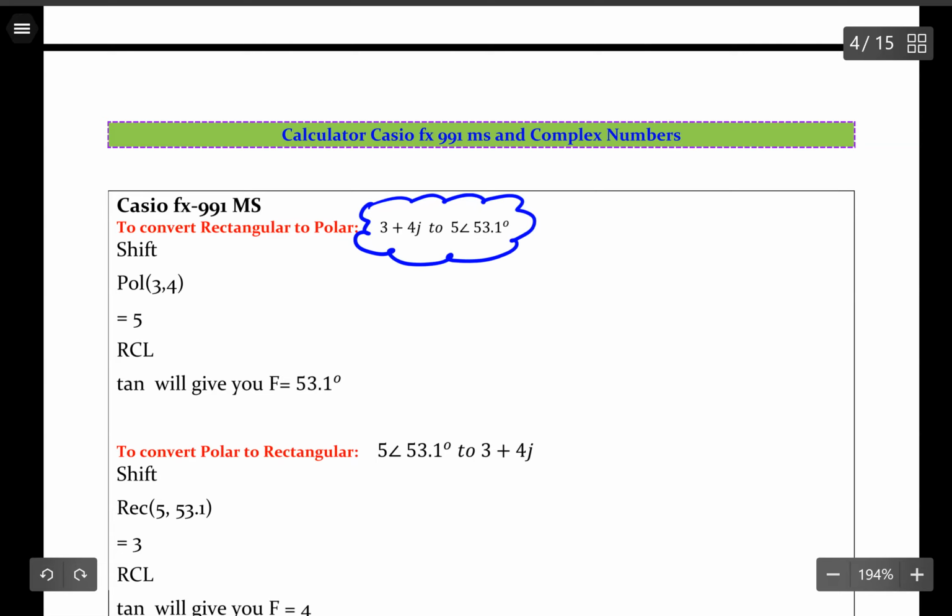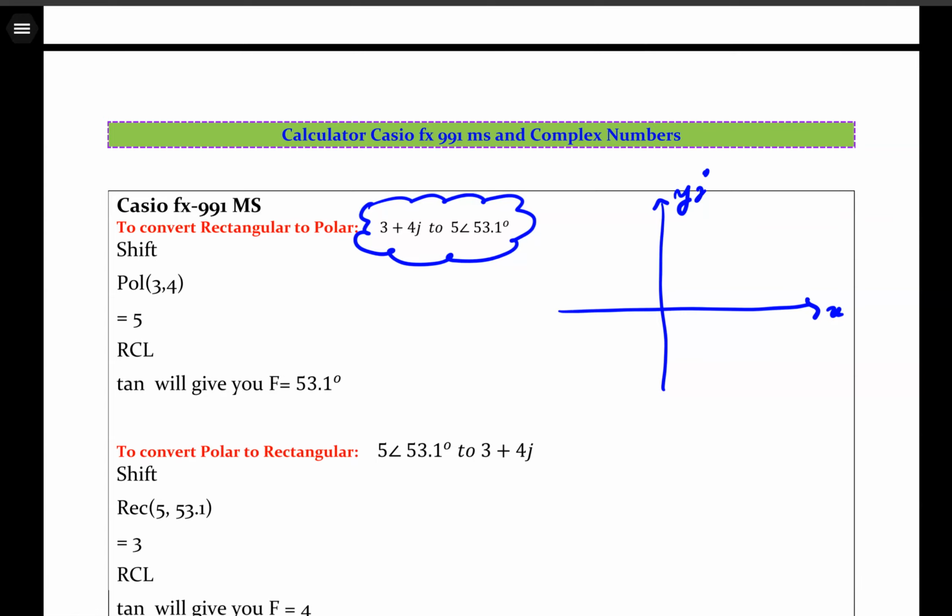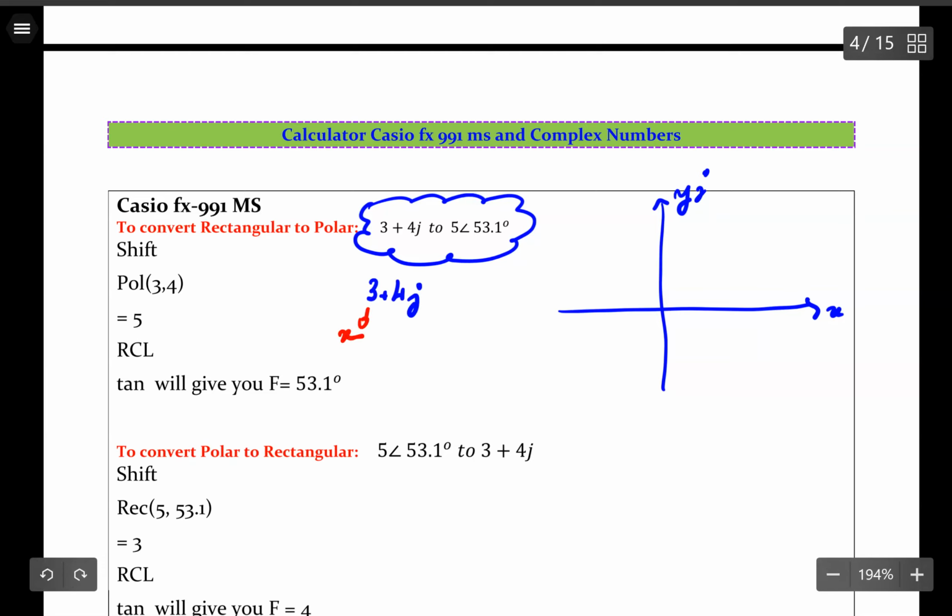I will show everyone the calculator in a minute, but before this, I would like everyone to visualize what I have in this case. So I have a graph, x and y. Here x, here yj. Don't forget to attach the j to represent that it is a complex plane. And here, you see that the rectangular form is 3 plus 4j. It means that x is 3 and y is 4. So (3, 4) is somewhere on this graph.